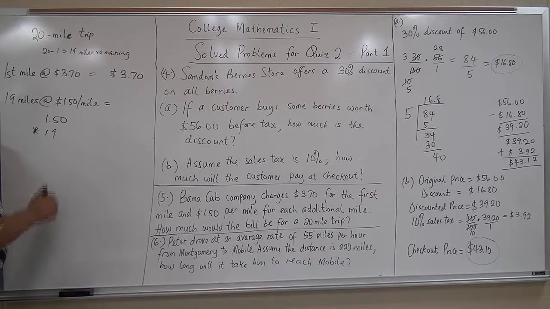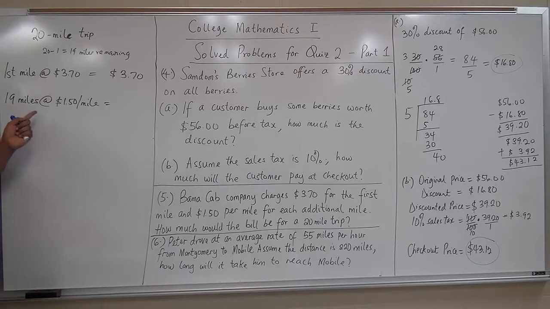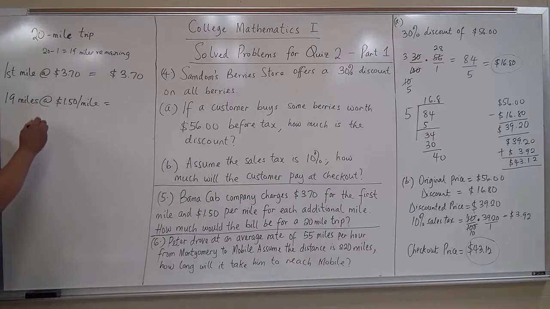Okay? First, 9 times 0 is 0, 9 times 5 is 45, 5 carry 4, 9 times 1, 9 plus 4, 13, 1 times 5 is 5. So 19 miles at $1.50 per mile. Okay, so you now do $1.50 times 19.